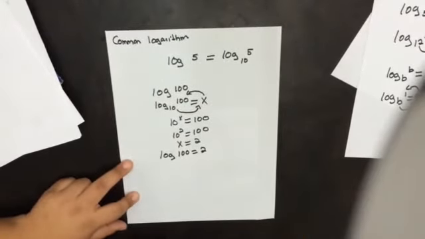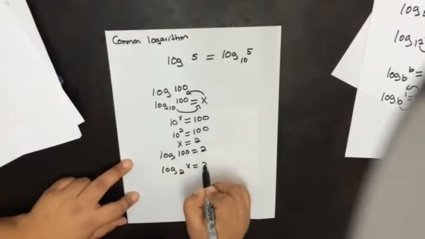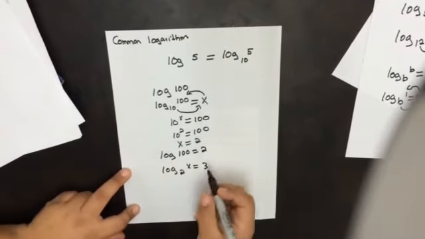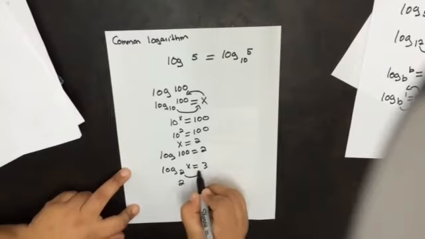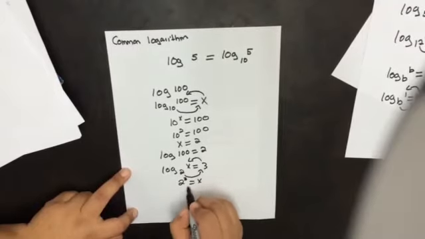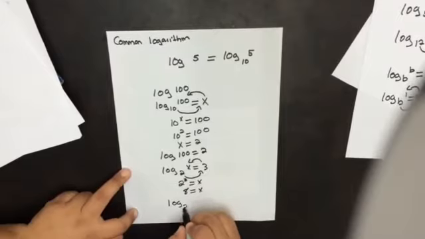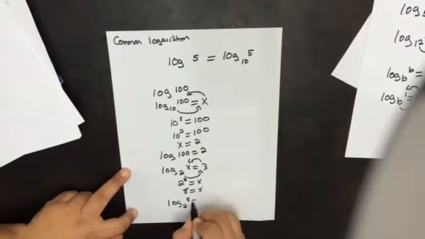Let's do one more. What if we have log base 2 of x equals 3? Well, I can write it in exponential form as 2 cubed equals x. Well, 2 cubed is just 8, so 8 equals x. So then our answer would be log base 2 of 8 equals 3.